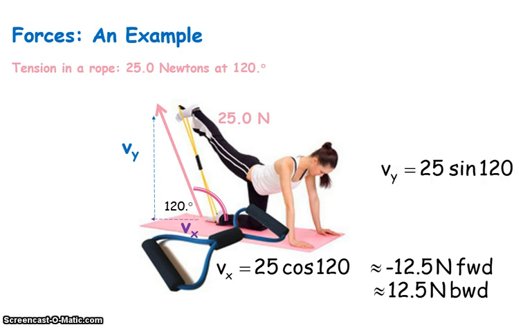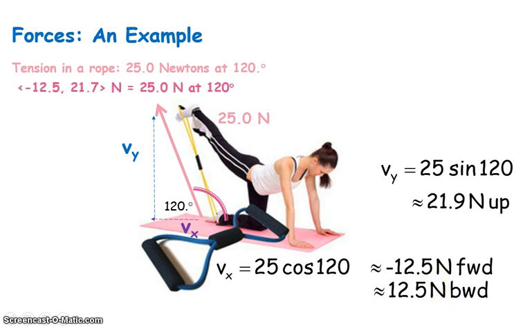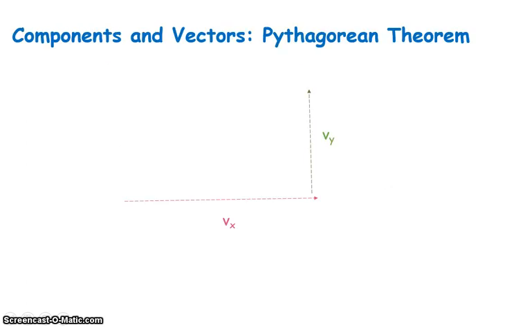No surprises there. 25 sine 120, that's 21.9 newtons of force up. As you can see from the picture, most of the force is up and very little of it is backward. You want to express this in bracket form? Go for it. 12.5 newtons backward, 21.7 newtons up. Same as the original vector we were given.